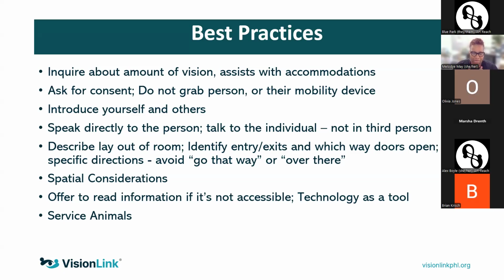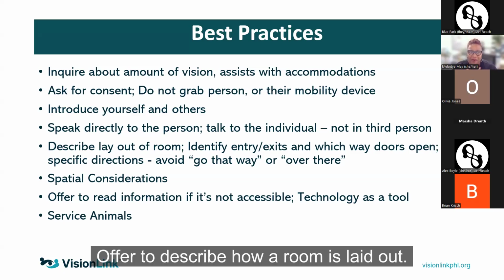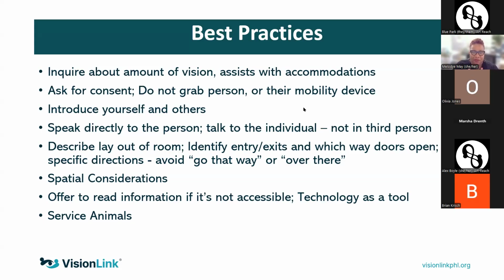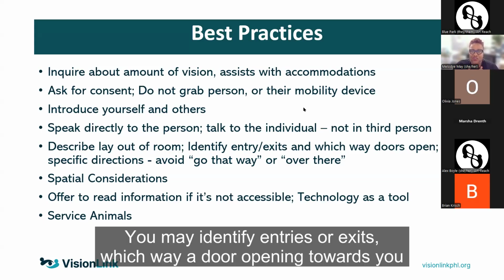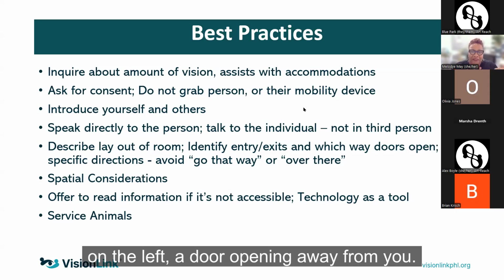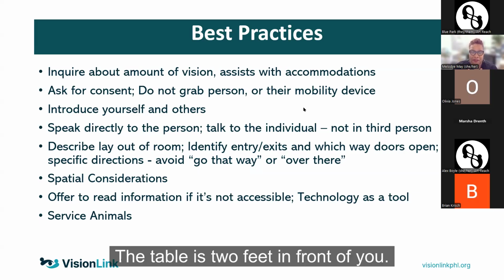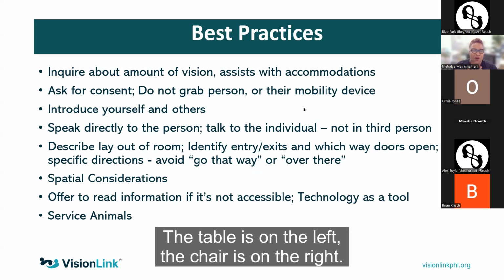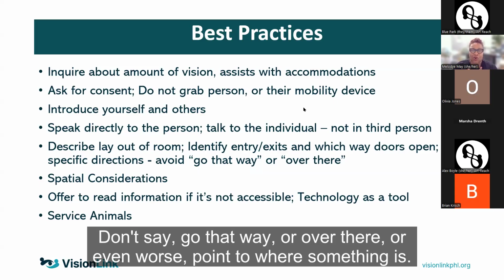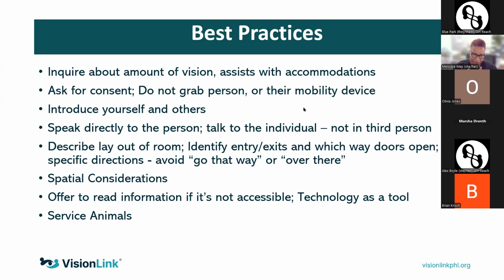Offer to describe how a room is laid out. You may identify entries or exits, which way a door is opening, towards you on the left, or a door opening away from you. Give specific directions. Where is the table? The table is 2 feet in front of you. The table is on the left, the chair is on the right. Don't say go that way or over there, or even worse, point to where something is.